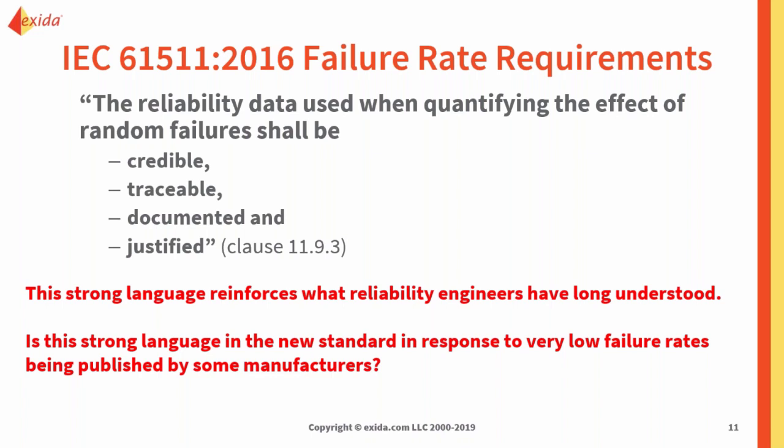In previous versions of the standards, both IEC 61511 and 61508, it kind of just said, well, you need failure rates to use in your calculations. That's about it, and they just left it at that. However, in both the new versions of the standards, the 2010 version of IEC 61508 and the 2016 version of 61511, they really upped the language. And they said, well, yes, this is what a failure rate is, and you need them for calculations. Yes, however, it needs to be more than that. If you're using reliability data when quantifying the effects of random failures, it needs to be credible, traceable, documented, and justified.